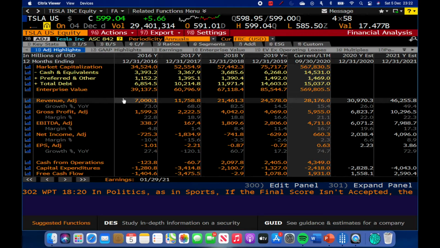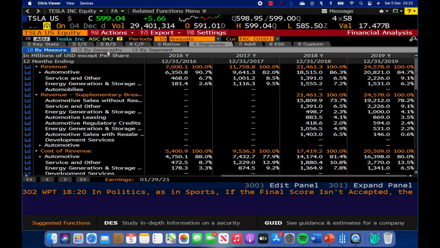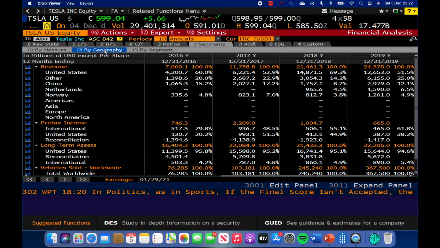When it loads up, we are interested in segments, geographical segments. So we click segments here, and then we click by geography. Then we look at the revenue column, and we are interested in the year 2019. So we look in the 2019 column and we look at China. Here we see the value, but we are interested in the percentage, like the question asks, and we see that it is 12.1%. This means that 12.1% of Tesla's revenue comes from its sales to China.